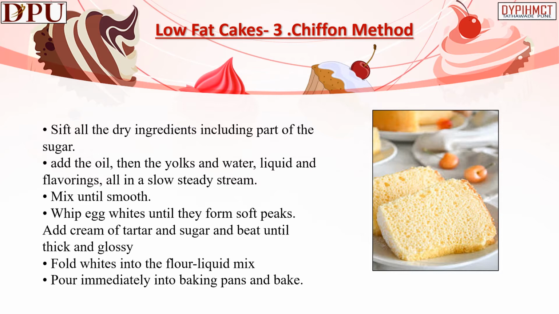Next process is, whip egg whites until they form soft peaks. Add cream of tartar and sugar, now beat until thick and glossy. Fold the whites mixture into the flour liquid mix. Pour immediately into baking pans and bake.